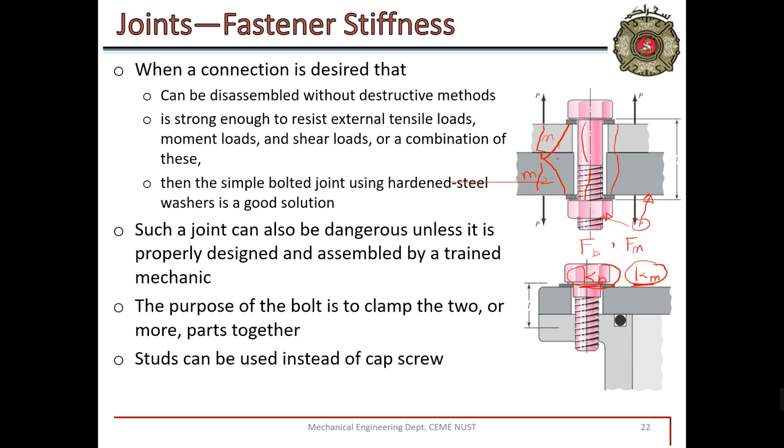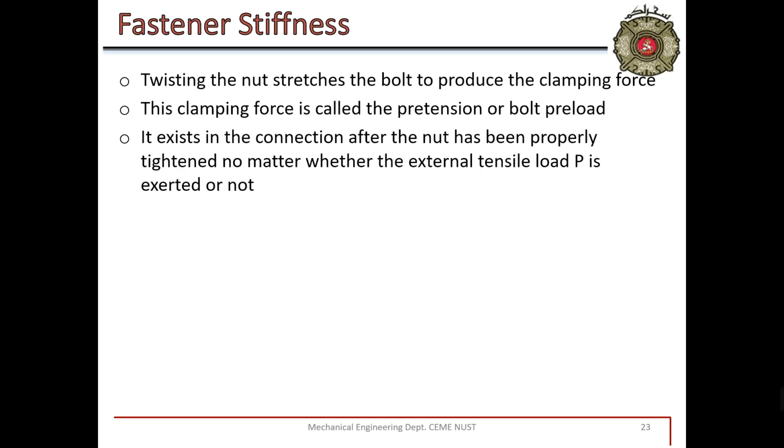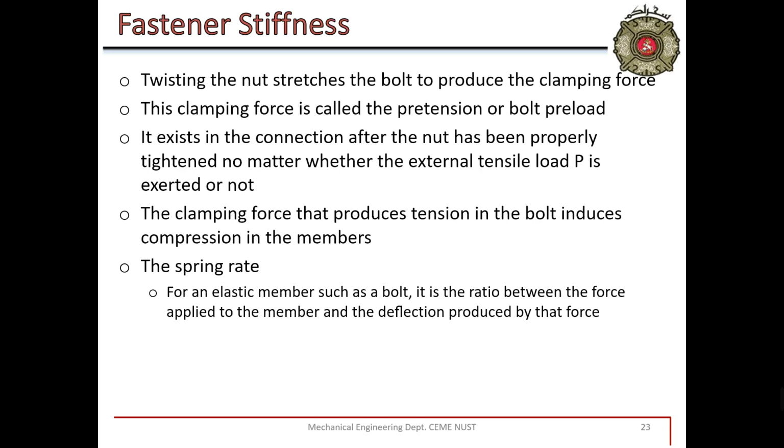We have either a nut and bolt, or we can also have a cap screw like this. There is also a way to calculate clamping force, rotate spring. These are our definitions. For any elastic member, for any axial member, the stiffness can be calculated by this equation, which is K is equal to AE by L.